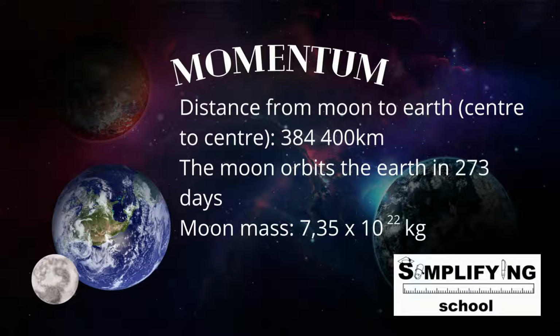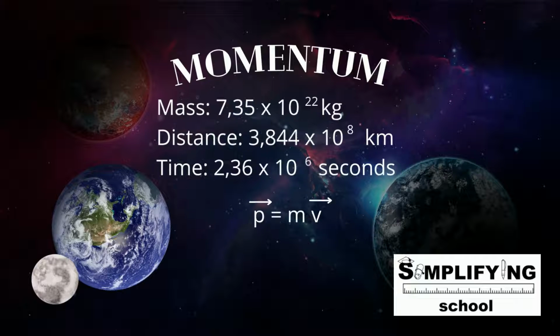The center of the moon is approximately 384400 kilometers away from the center of the Earth and orbits the Earth in 27.3 days. If the moon has a mass of 7.35 times 10 to the power of 22 kilograms, what is the magnitude of its momentum if we assume a circular orbit? Like I've said before, please note that the actual momentum of the moon is more complex than this example, but at school level, we would be able to answer a question like this.